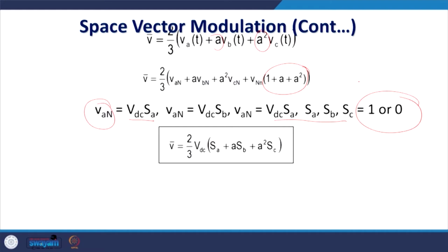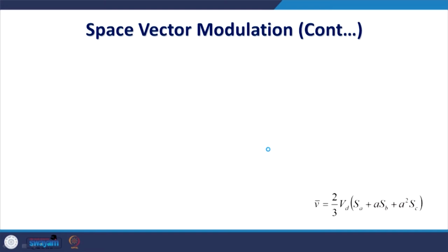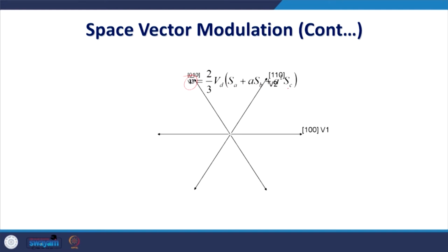Thus, we can replace these values with SA, a into SB, a square into SC, that is the switching state. So, the switching logic comes into the picture. Thus, the vector is 2/3 VDC times SA plus a SB plus a square SC. Now, this is the typical 2 level space vector representation.